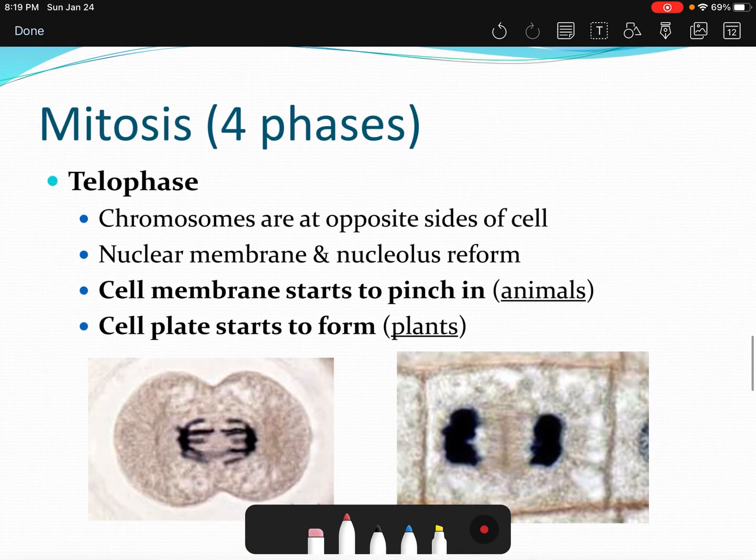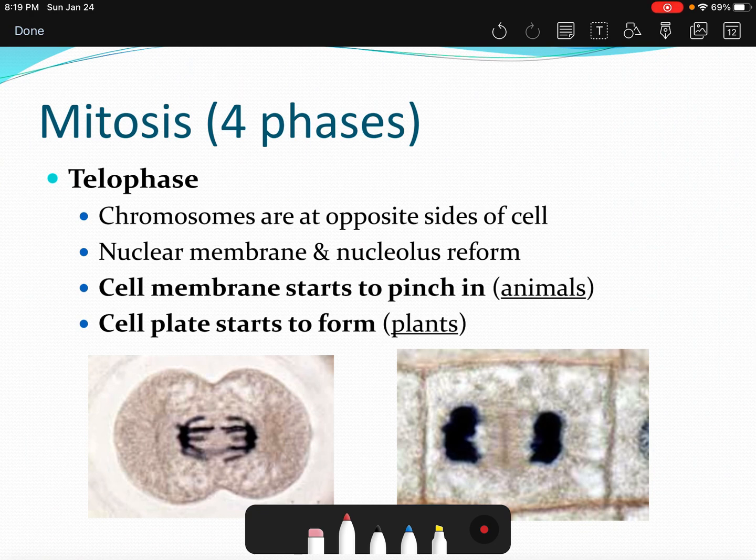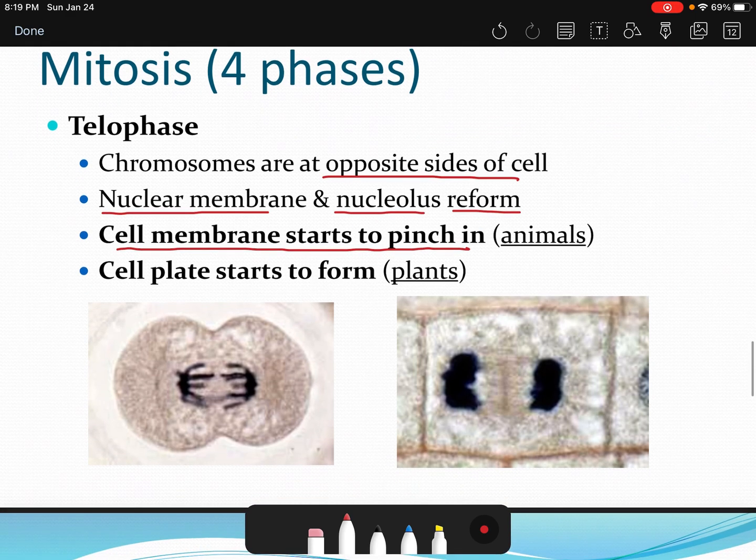And finally we have telophase. Telophase is when chromosomes are at the opposite sides of the cell. The nuclear membrane and nucleolus reform. And here's where you'll start to notice a difference between animal cells and plant cells. In an animal cell, the cell membrane starts to pinch in. You can kind of see it right here.